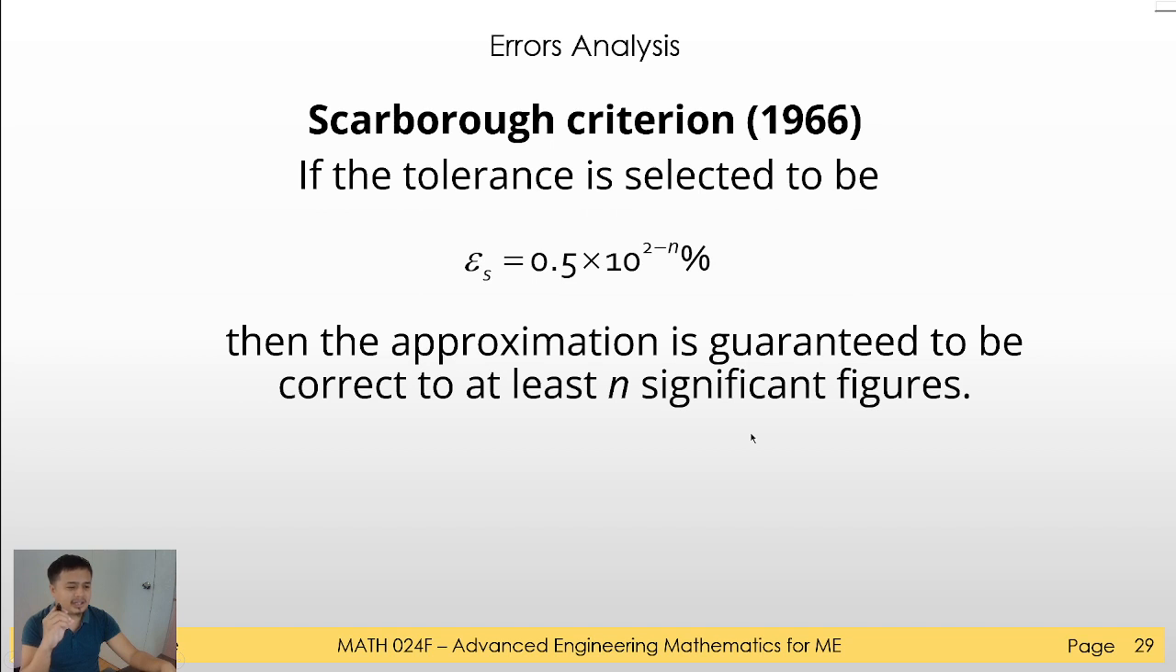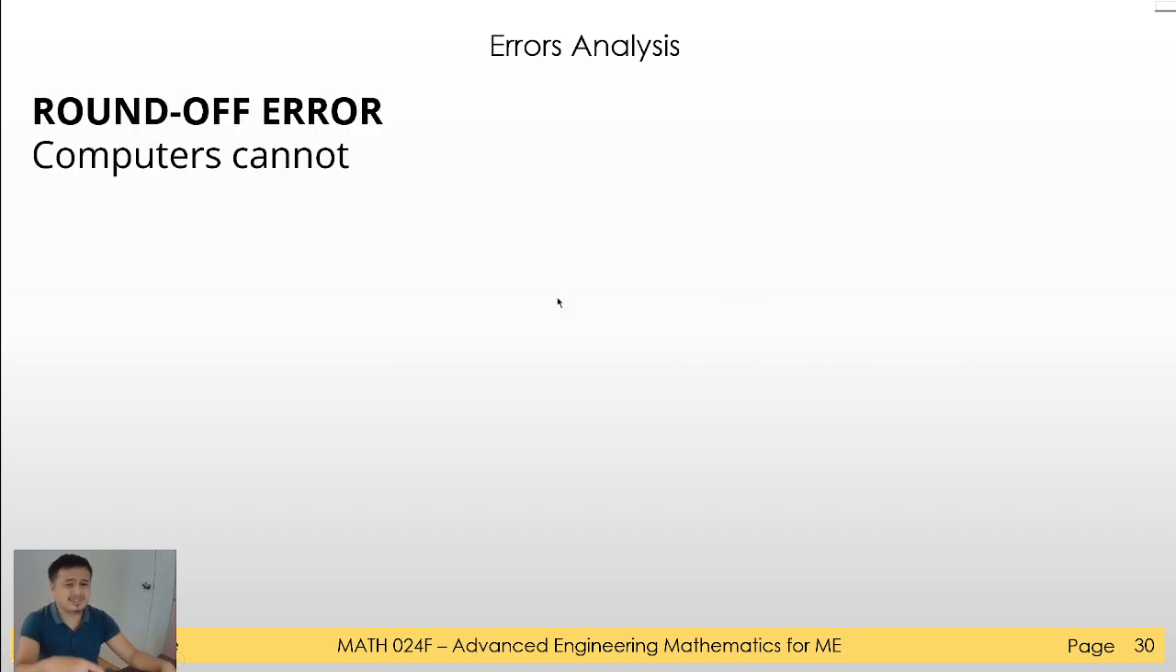So given that your computation needs to be correct at n significant figures, you can find that your solution will be correct if you utilize this tolerance of epsilon sub s equal to 0.5 times 10 raised to 2 minus n. So you substitute n here, which is your number of significant figures of interest. If you want your computation to be accurate at n significant figures, you just substitute n here and you will get this tolerance. The stopping criterion is based on the Scarborough criterion. So let's continue with the errors.